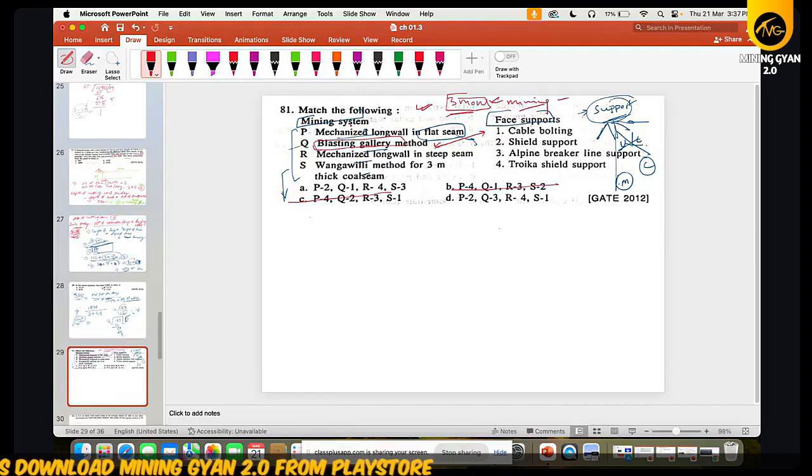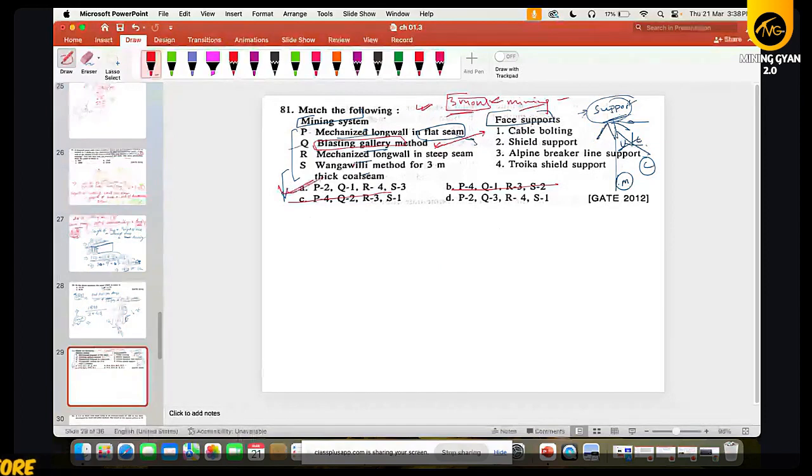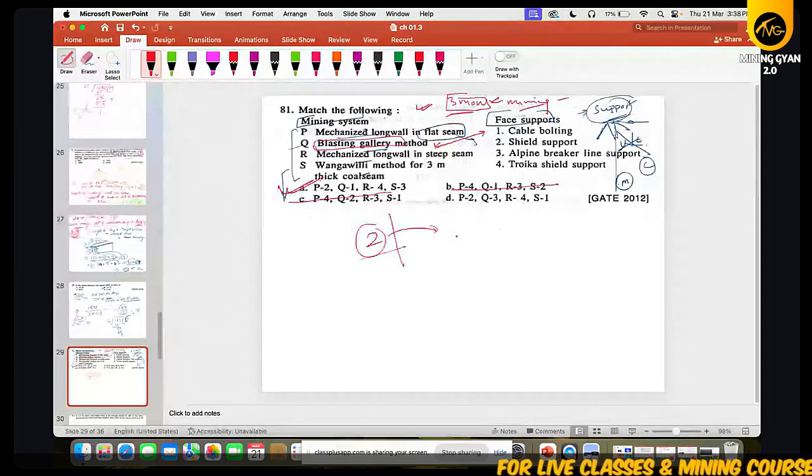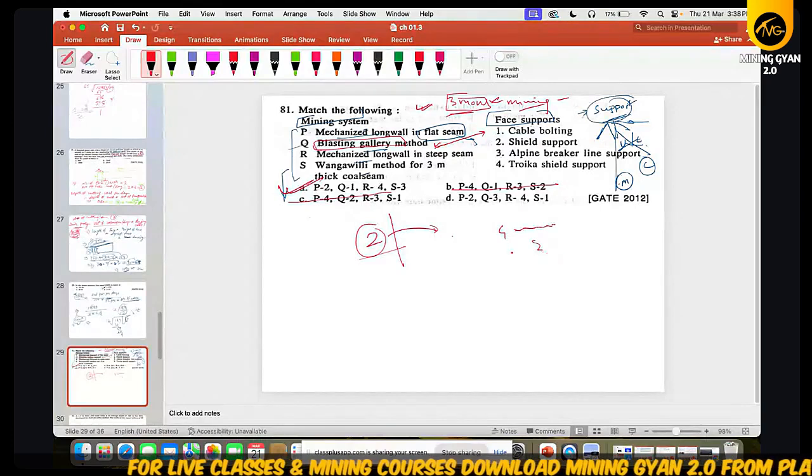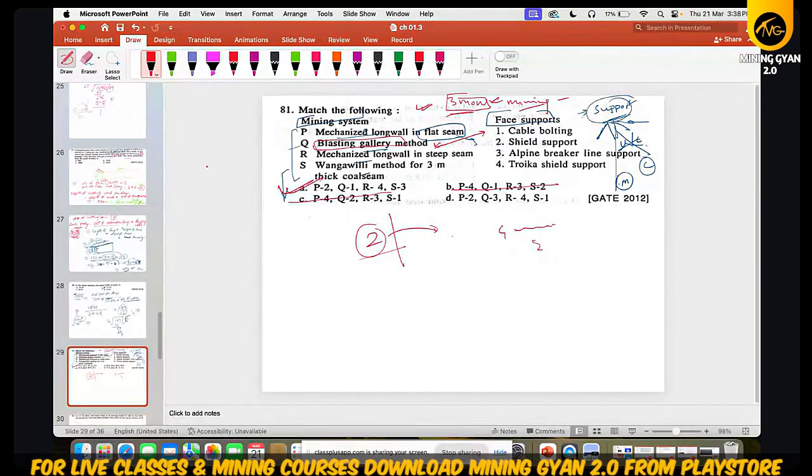तो मैकेनाइज में शील्ड हो गया, ये हो गया. क्यू में ब्लास्टिंग गैलरी मेथड में केबल बोल्टिंग. So it will be our answer. If you know only 2 options in the GATE examination, try to analyze the other options and remember them, because GATE or any examination repeats questions in another form. So if you know and if you revise properly, then it will be beneficial for you.